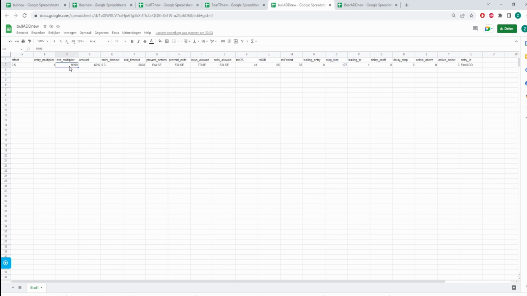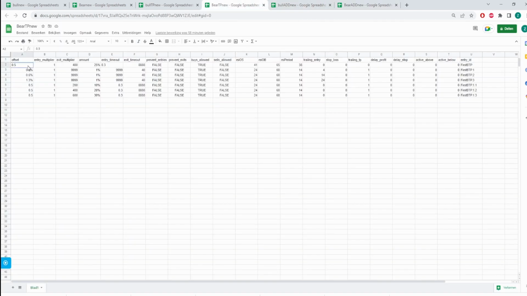And I don't have an exit multiple. I have the exit multiplier set to impossible pretty much, so it will never reach this exit target, which means I'm basically sticking with the trade. Okay, this is something I just did for testing. It's not the smartest way to go about it, which we'll see in the algorithm that we're about to dive into in a second. So that's the bear add, bull add.